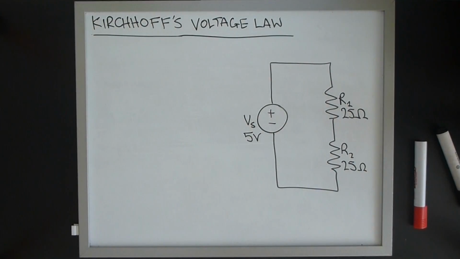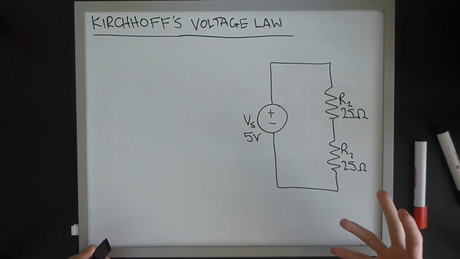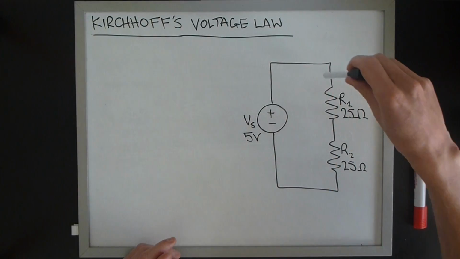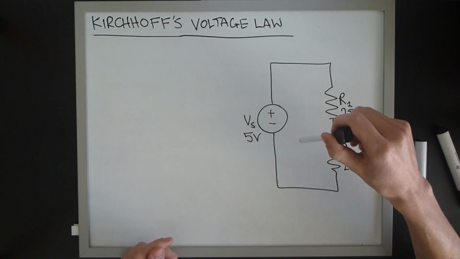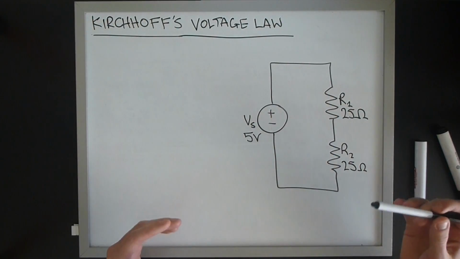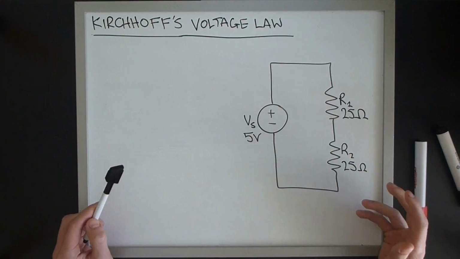G'day, this video will be covering another fundamental law of electrical engineering, which is Kirchhoff's Voltage Law, or KVL. Now, KVL states that the sum of the voltages around any loop or mesh is zero. That is, the sum of the voltage rises is equal to the sum of the voltage drops.